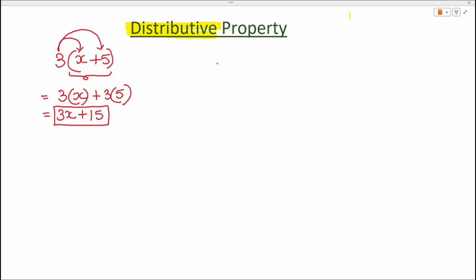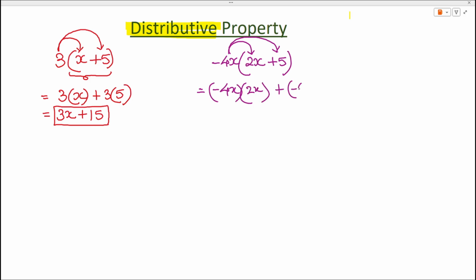So if we've been given negative 4x times (2x plus 5), in this case, again, we cannot simplify the terms within the bracket. So we'll use the distributive property. So this times this and then negative 4x times again a 5. So let us put it down. Negative 4x multiplied by 2x plus negative 4x being multiplied by a 5.